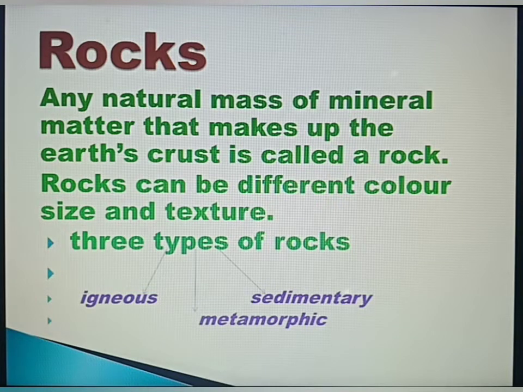Based on the formation, there are three major types of rocks. They are igneous rocks, sedimentary rocks and metamorphic rocks.